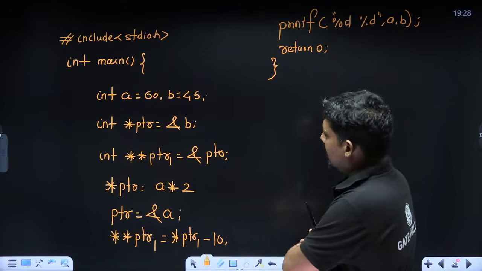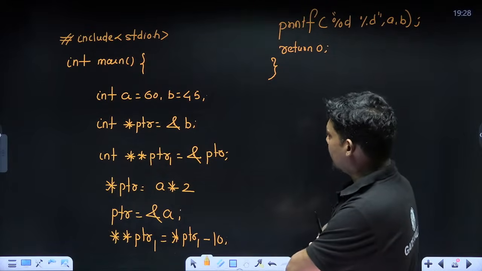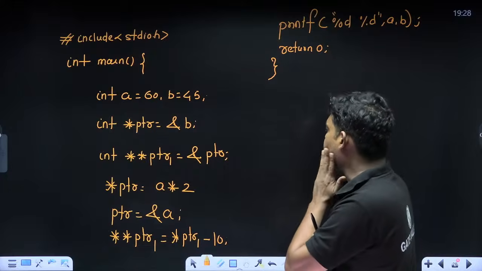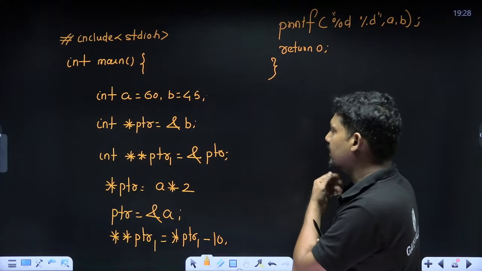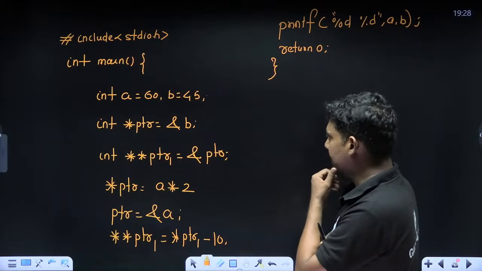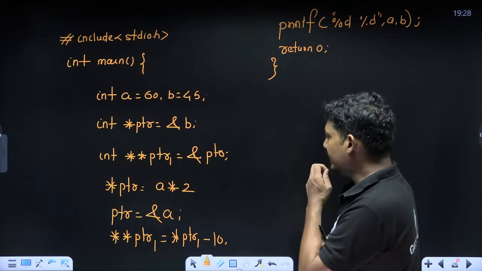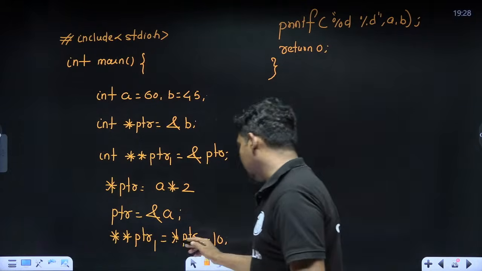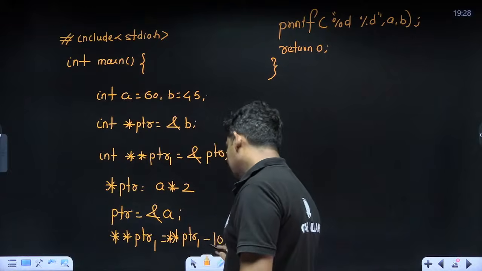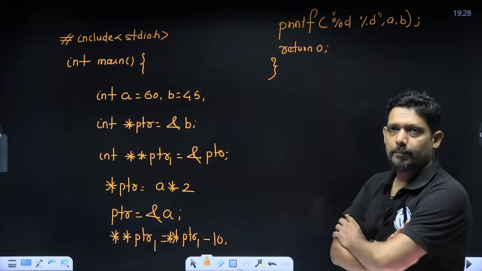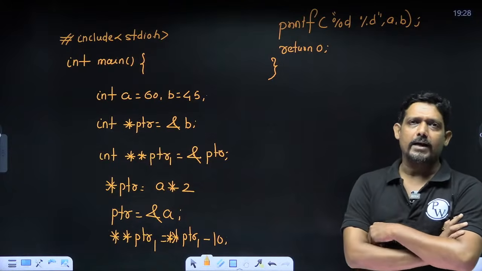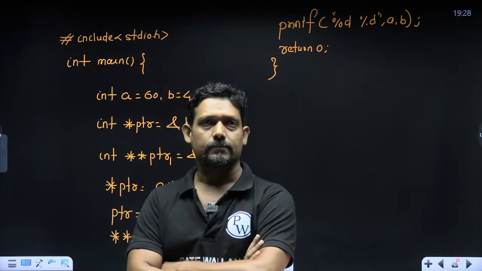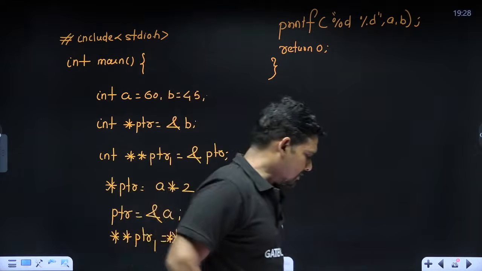I have taken a single pointer that points to address B. I have taken a double pointer consisting of address of ptr. Correct. Dereference ptr is equal to A times 2, so I modified B 2 times. Then I change the ptr address and then I say double dereference ptr1 is equal to double dereference ptr1 minus 10, and then I print A and B. Can you find the answer, what value it will print, and then we'll stop today's session. Come on guys. Can anyone answer this question?